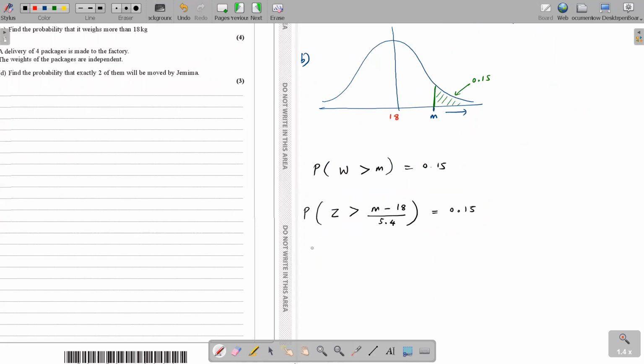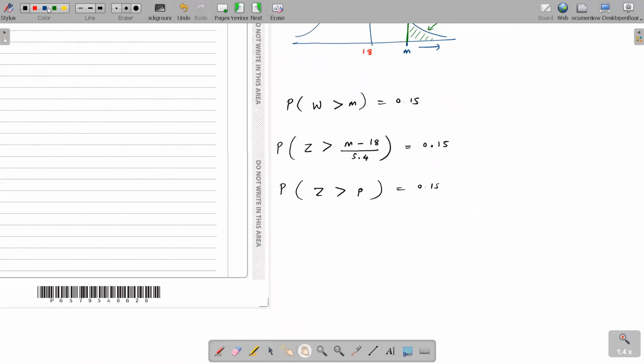We kind of pretty much practiced this exercise when we were doing normal distribution, okay? So M minus 18 over 5.4, let me use it as a letter P. Okay, so I'm using letter P as M minus 18 over 5.4. So let's draw the normal distribution.